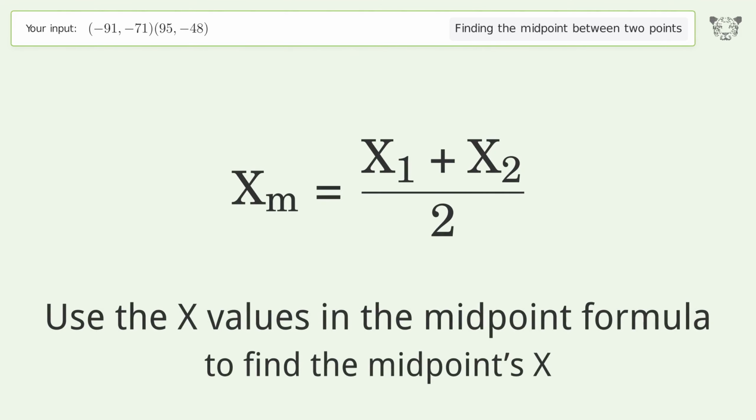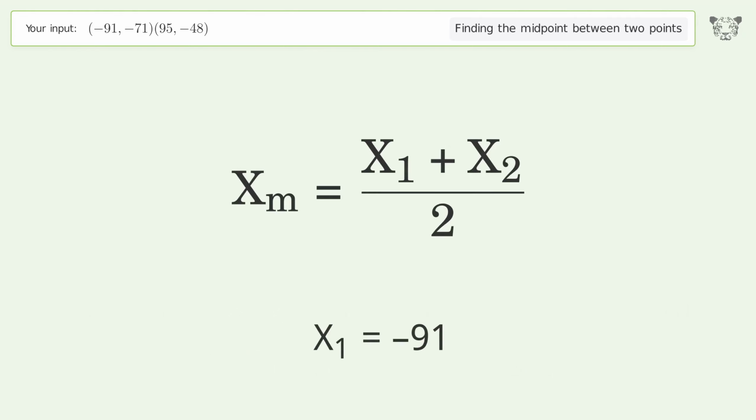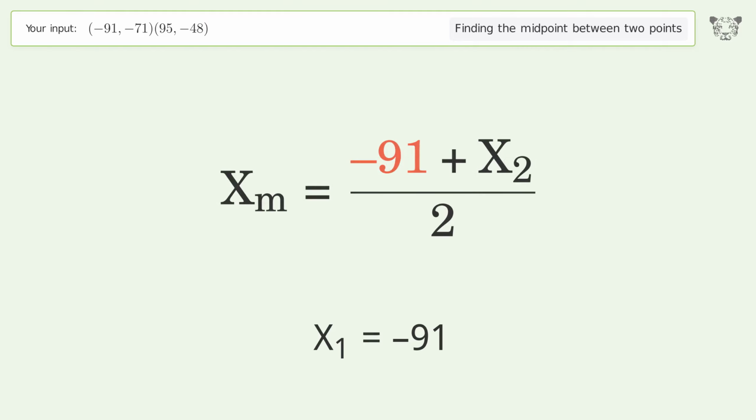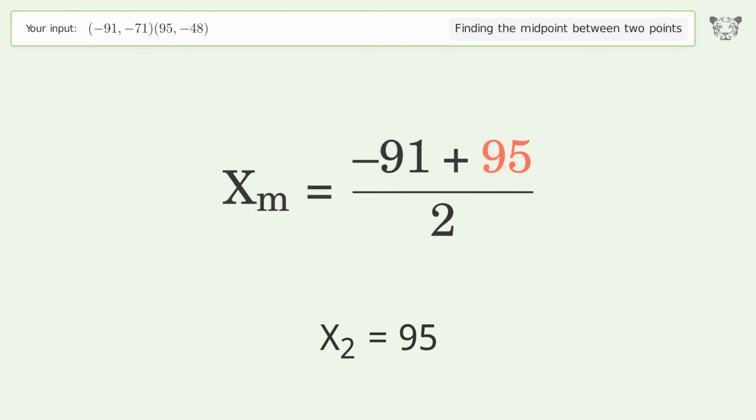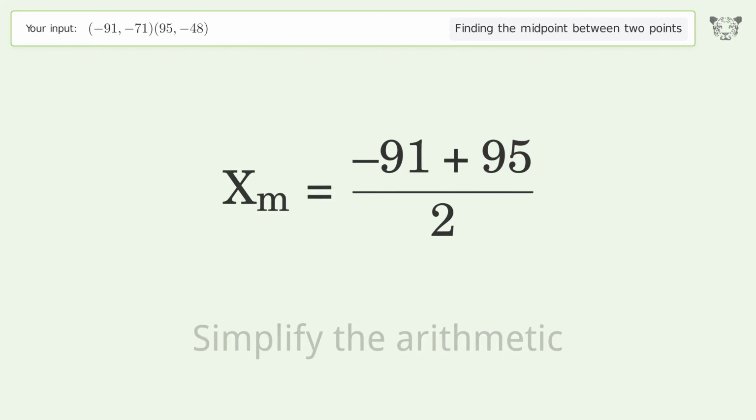Use the x values in the midpoint formula to find the midpoints x. x1 equals -91. x2 equals 95. Simplify the arithmetic.